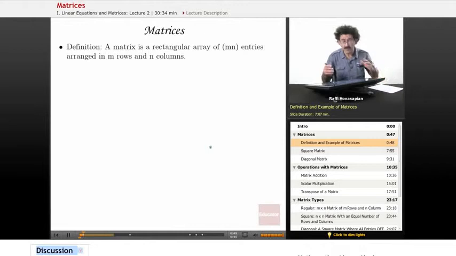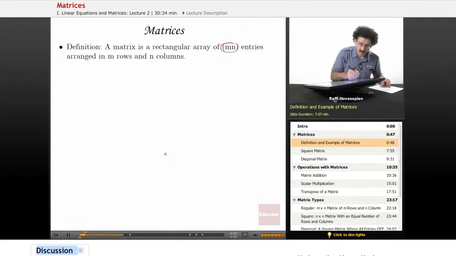So the definition: a matrix is just a rectangular array of mn entries arranged in m rows and n columns. For example, if I had a matrix with 3 rows and 2 columns, the number of entries in that matrix is 3 times 2, which is 6, because they're arranged in a rectangular fashion. That's all this mn means.